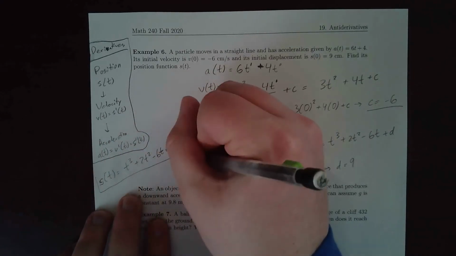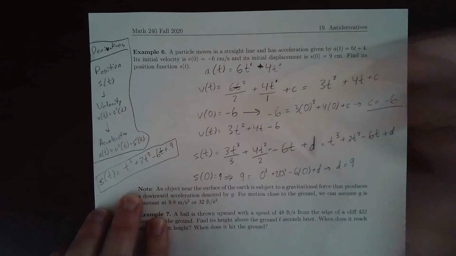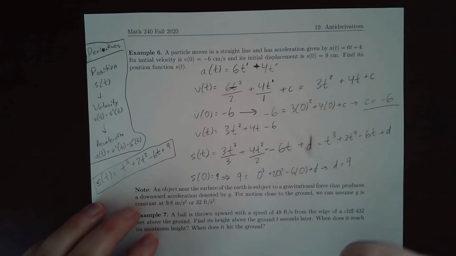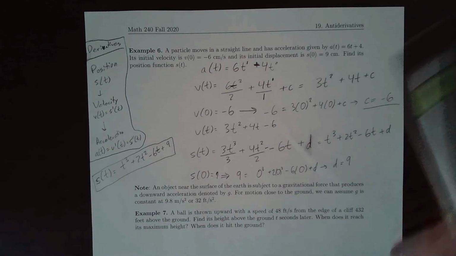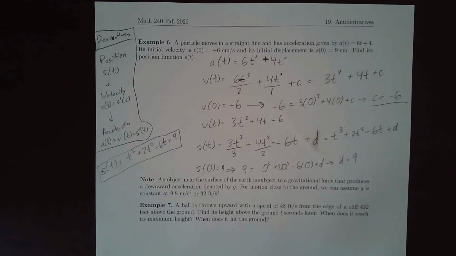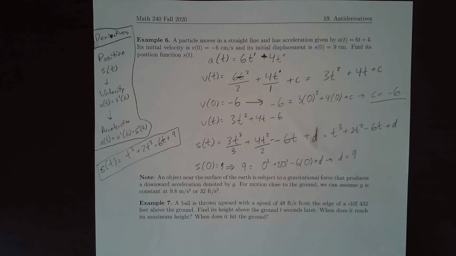So again, because we were given some sort of extra information about what we had initially, we could do the work in order to figure out what the specific position function we had was, as opposed to having to include arbitrary constants. All right. So let's do one more example.